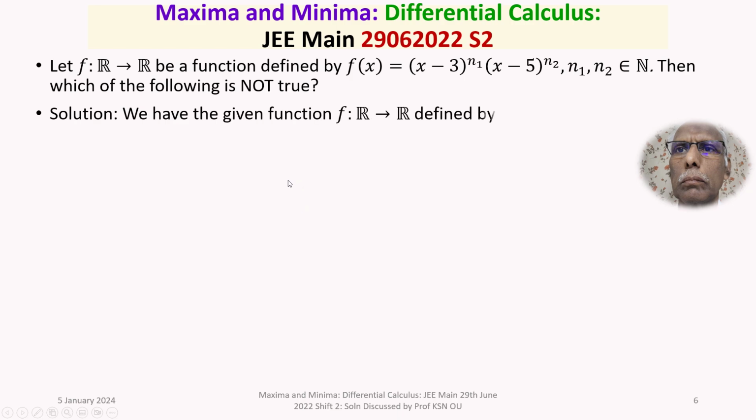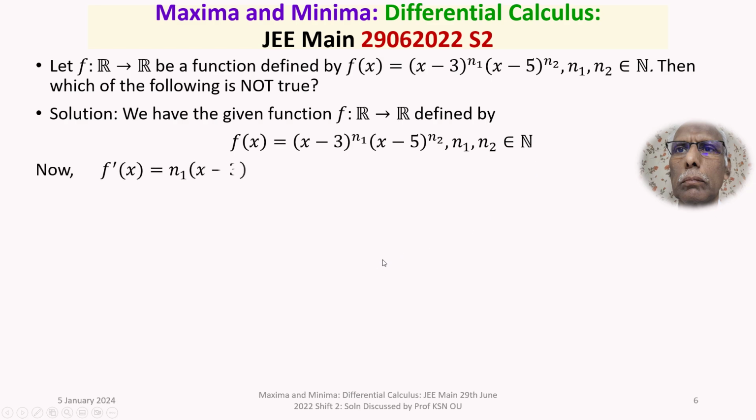Let's now discuss the solution of the problem in detail. We have the given function f from the set of real numbers into itself defined by f of x is equal to (x minus 3) to the power of n1 into (x minus 5) to the power of n2, where n1 and n2 are natural numbers. And to talk about the maxima and minima of any function, we first take its first derivative.